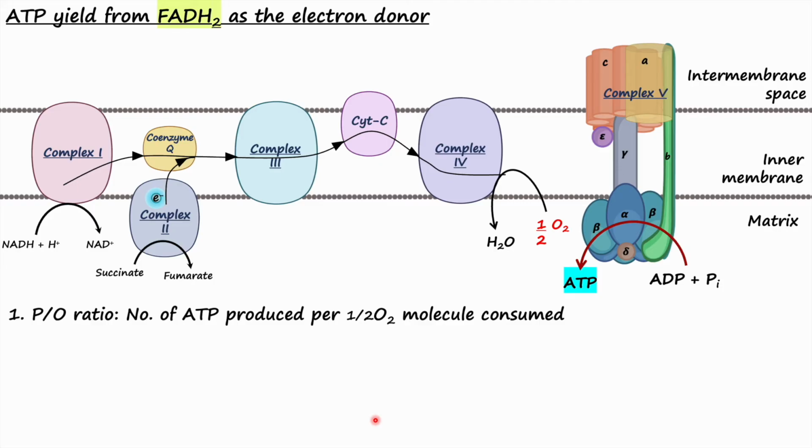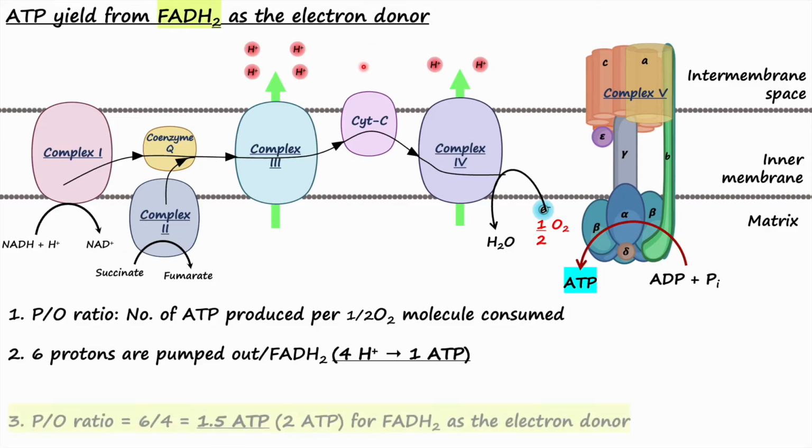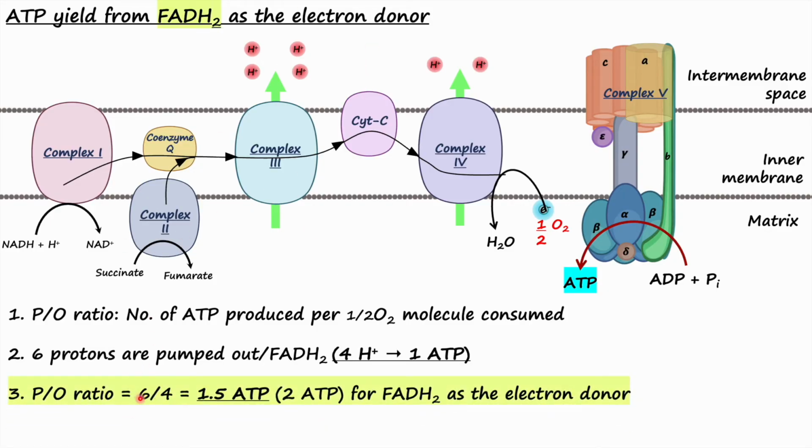Now let's talk about FADH2. So when FADH2 is oxidized, the electrons travel through the electron transport chain all the way down to the oxygen molecule, which is the final electron acceptor. When FADH2 is oxidized, there are basically 6 protons which are pumped out into the intermembrane space. So if you take the ratio, 6 protons are pumped out and 4 protons are used to make 1 ATP, so that will give you 1.5 or 2 ATP. So that means 1 FADH2 gives you 1.5 or 2 ATP.